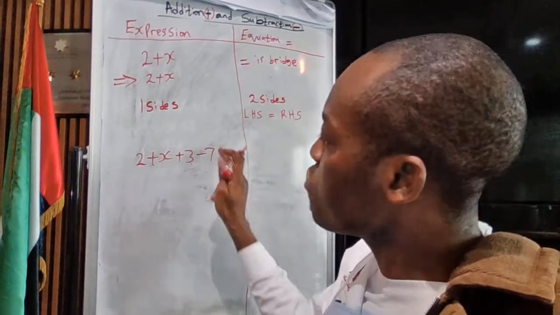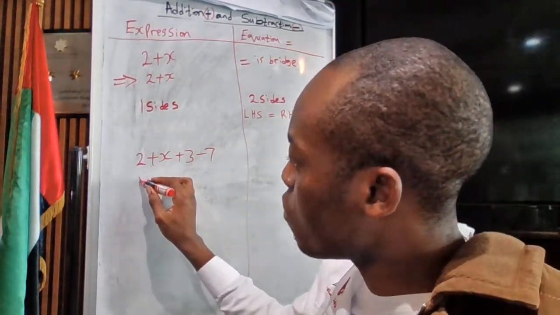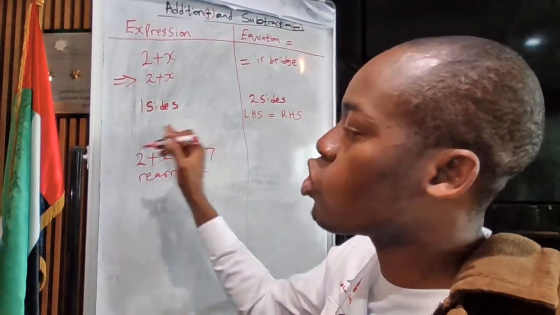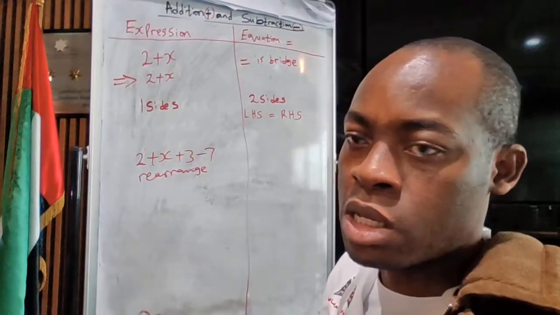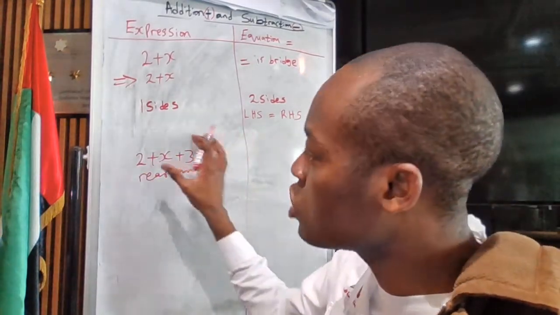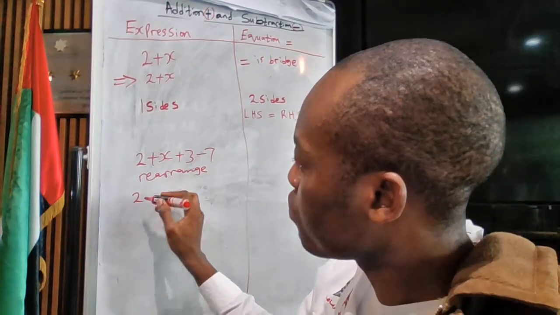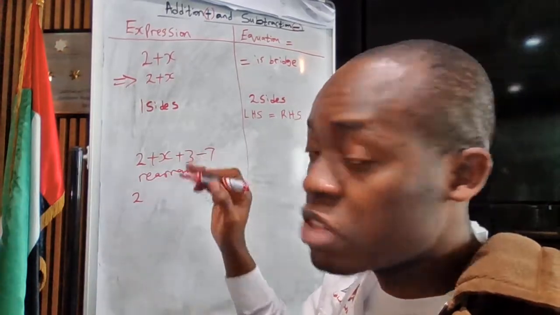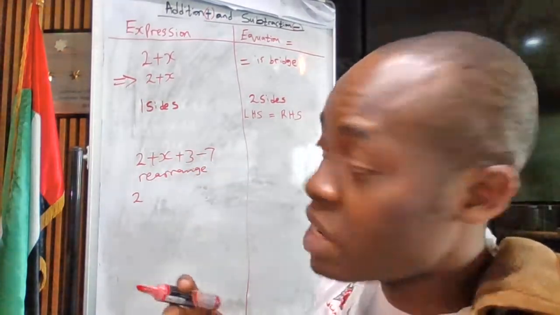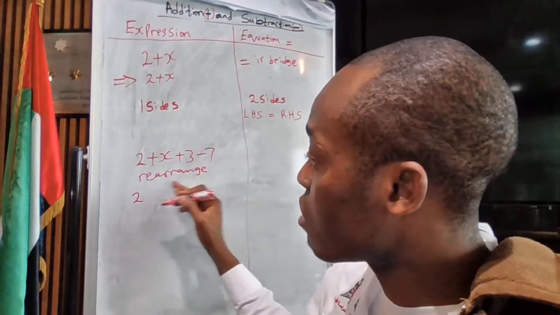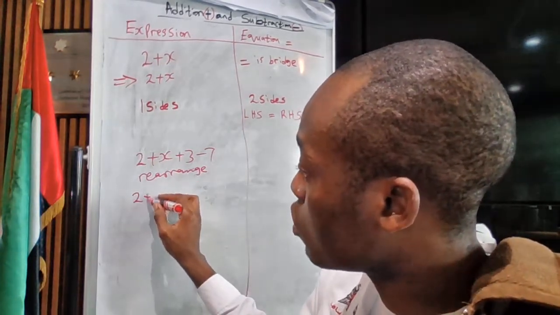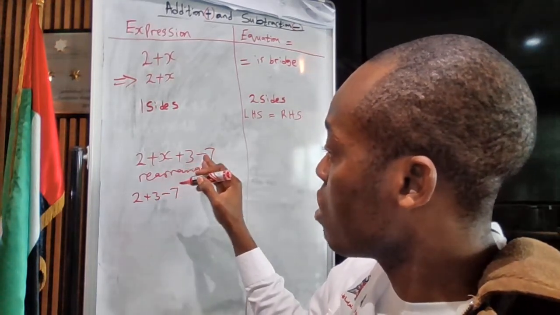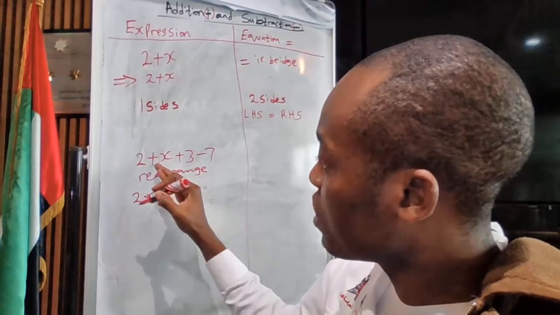Here, when you are rearranging, the entities are not crossing anything. They are still on one side, so nothing will change. That is 2 plus 3 minus 7. These are of the same entity, so you have to collect like terms. That is rearranging by collecting like terms: 2 plus 3 minus 7, where plus is for this 3, minus is for this 7. We only rearrange, then plus x.